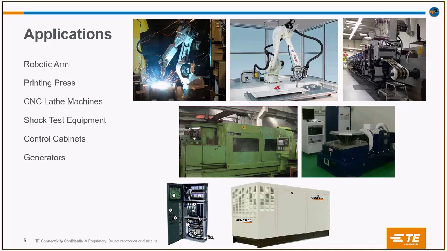For example, if you say where is a numeric controller used, then we have the factory automation computers, something like a supercomputer, which helps in the automation of the process in the factory. In those computers also the dynamic series products are used. So if you see robotic arm, these are the applications: printing press, CNC lathe machines, shock test equipment, control cabinets and generators. Now, why do you think a dynamic series connector is used in all these kind of applications?